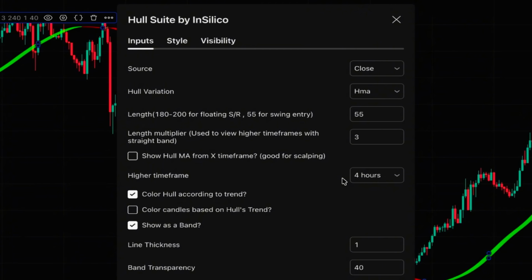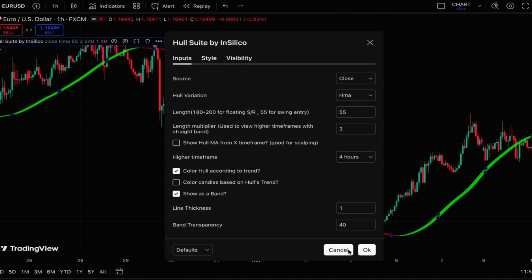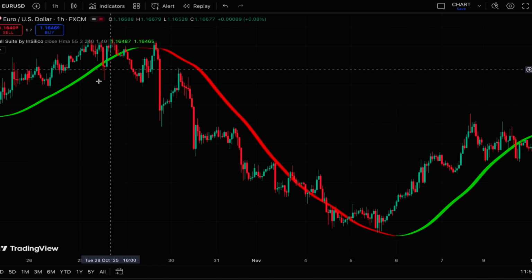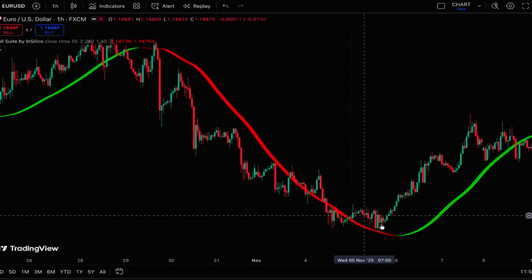Always use a multiple of 3, 4, 5, or 6 for the higher time frame. For example, if you're on 1 minute time frame, you can set it on 5 minutes. If you're on 5 minutes time frame, you can set it on 15 minutes. If you're on 15 minutes, you can set it on 1 hour. If you're on 1 hour, it should be on 4 hours. And if you're on 4 hours time frame, you can set it on daily, and so on. Alright, we're done with the settings of our Hall Moving Average, and you can see how quickly it is responding to trend changes in the market.